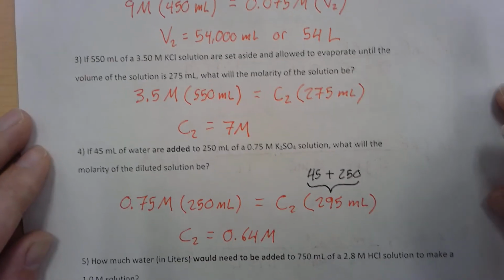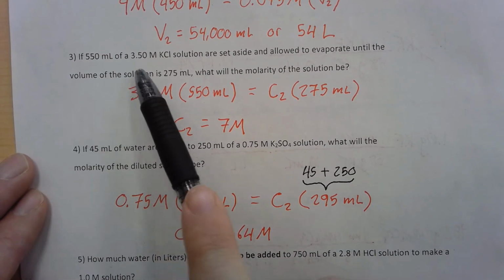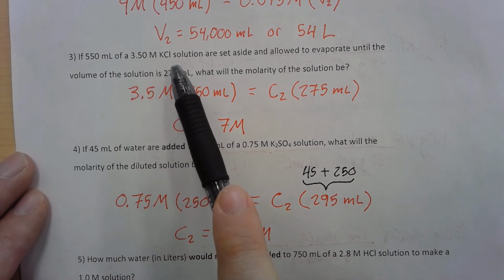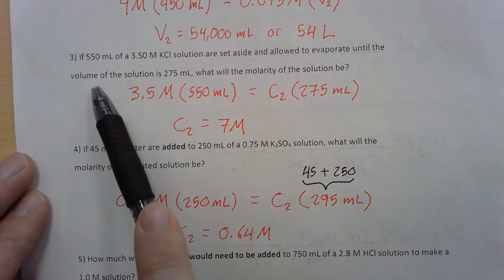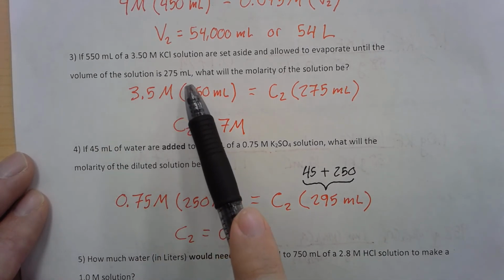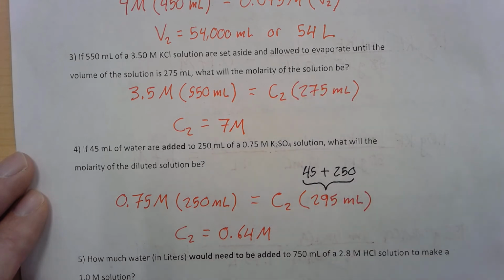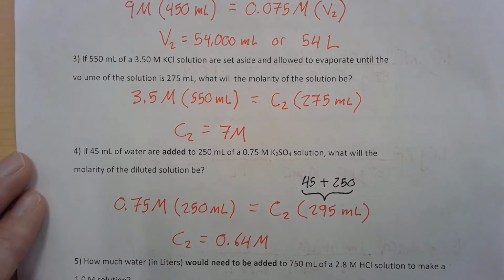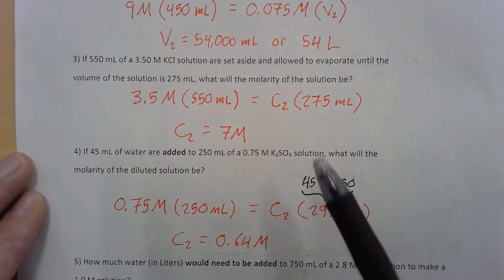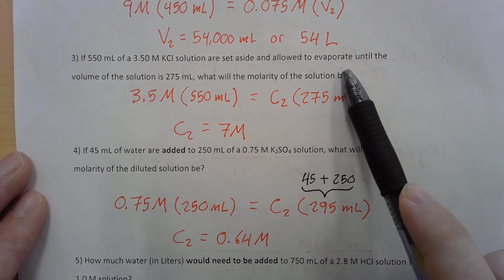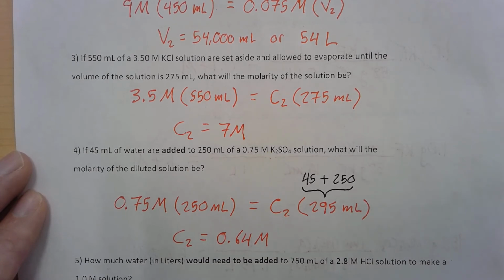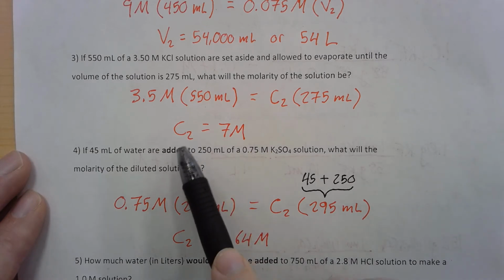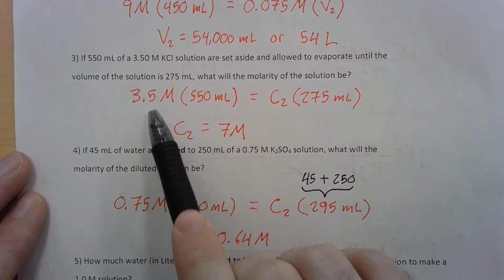Okay, number 3. If 550 milliliters of a 3.5 molar potassium chloride solution are set aside and allowed to evaporate until the volume of the solution is 275 milliliters, what will the molarity of the solution be? Again, you need to look for keywords here. If it's allowed to evaporate, this is almost the opposite of a dilution, right? So it's going to become more concentrated. So you should expect C2 here to be greater than C1, which it is.